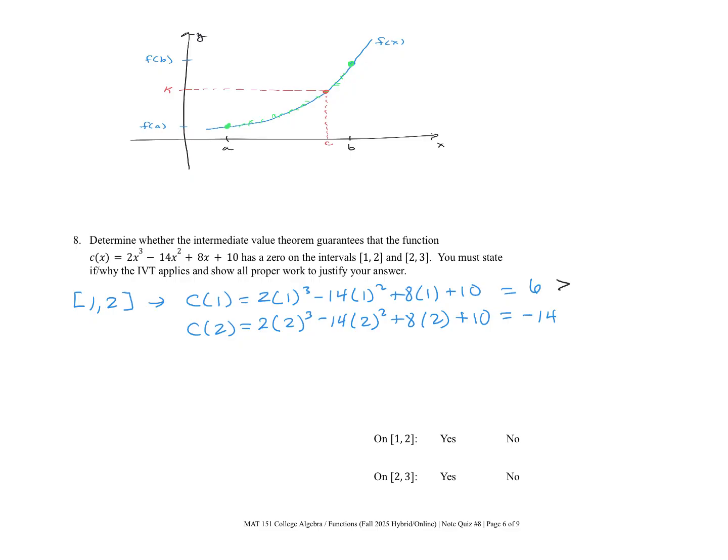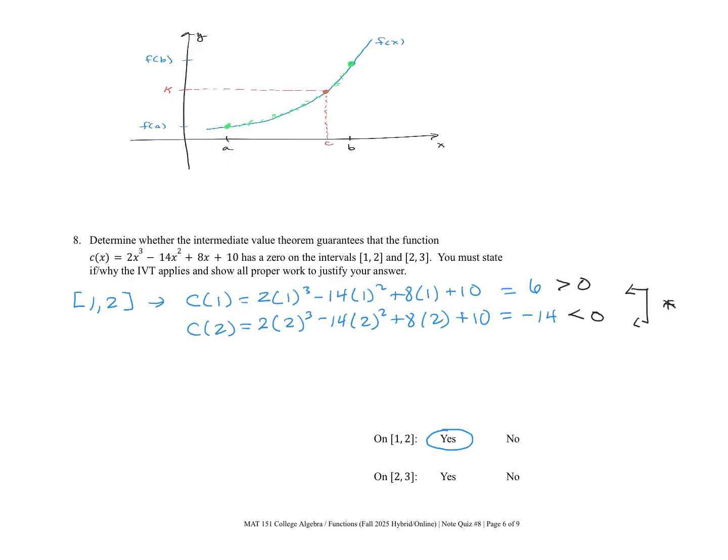6 is greater than 0, negative 14 is less than 0. So because of that, we know that there must be a 0 in between those two numbers. There could be more than one, but we know there's at least one there. So down here, I'm going to circle yes. I know for sure there's at least one 0 on that interval. Now let's take a look at the next one.